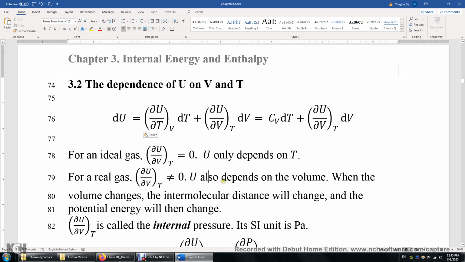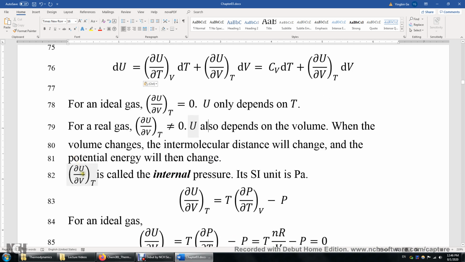The reason is, when the volume changes, the intermolecular distance will change. When the volume increases, the distance between gas molecules increases. When the volume decreases, the intermolecular distance also decreases. And why is that important? Well, when the molecules are farther away from each other, the attraction and repulsion between those molecules both decrease. When the molecules are closer to each other, the attraction and repulsion increase.